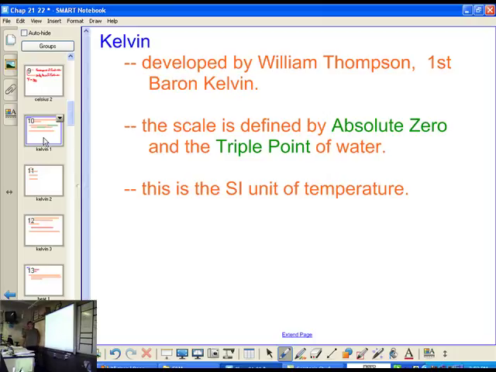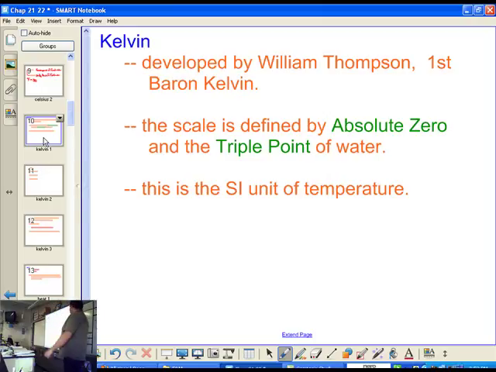Okay, Kelvin. Now the Kelvin scale was developed by William Thomson, first Baron Kelvin. This was his title. He was a British peer. In other words, he was a lord. His title was Lord Kelvin. You have dukes and earls, and these are lords, and he was Baron Kelvin.